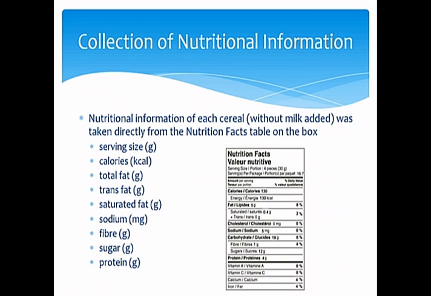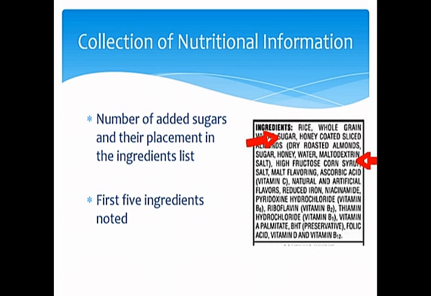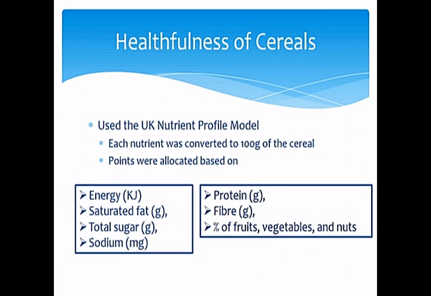We gathered nutritional information from the nutrition facts table, so from serving size, calories, the fats, sodium, fiber, sugar, and protein. We also counted up the number of added sugars just by looking at the ingredients list. We also noted the first five ingredients in each breakfast cereal.